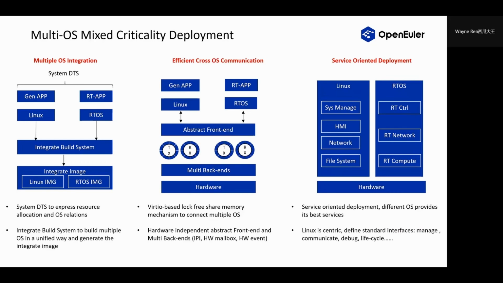Number 2, efficient cross-OS or cross-domain communications. Because the whole system consists of different domains working together, cross-OS or cross-domain communication is critical and is the backbone. So we want to use an IO-based, lock-free, shared memory based mechanism as the foundation. Then the front end of the application is abstract and hardware independent. The back end is flexible, and can be software-only based or software-hardware co-design based. And we will do this work based on OpenAMP.